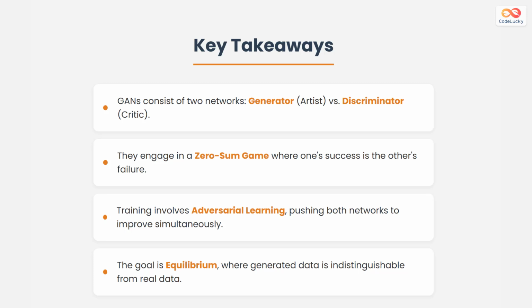To summarize, GANs are a battle between a generator and a discriminator. They function as a zero-sum game where adversarial training drives improvement, and ultimately, the goal is to reach a balance where the artificial becomes indistinguishable from the real.